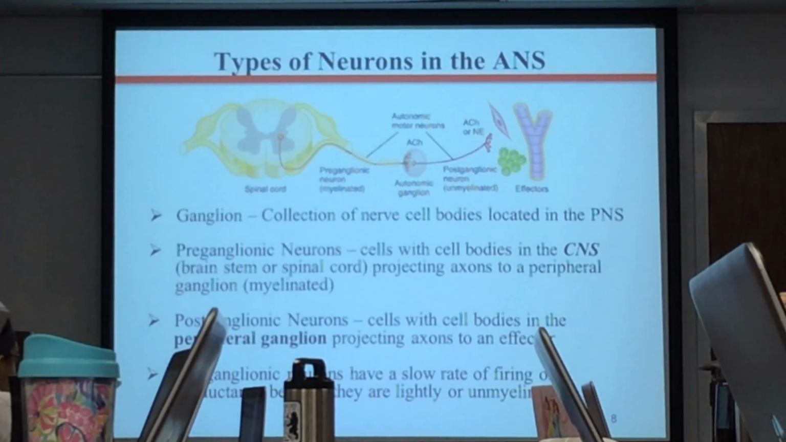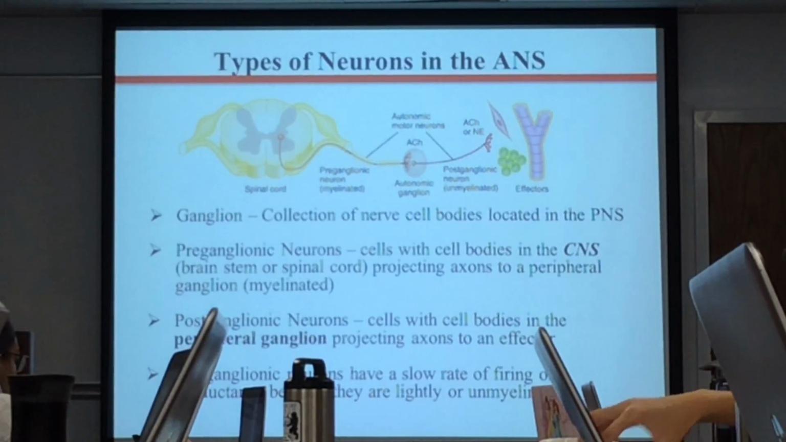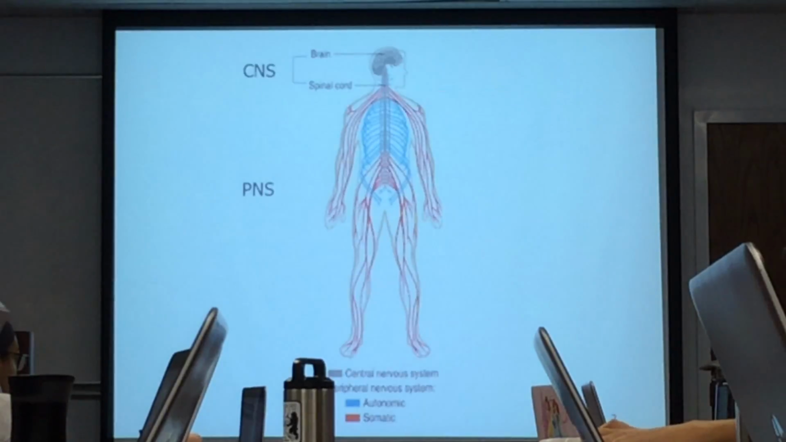So, does anybody know why the autonomic system is involuntary? What is the mechanism? Why is it involuntary? Can you tell?